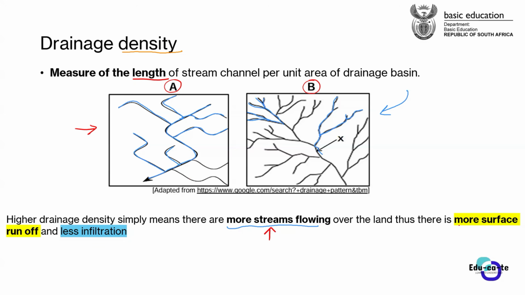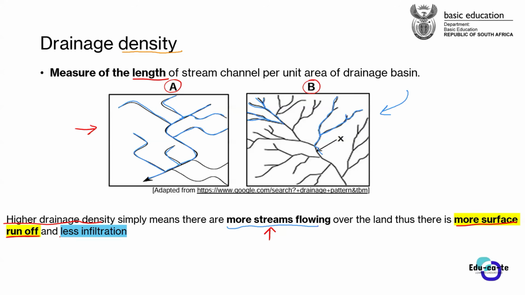So it means that we're actually having more surface runoff. Remember, guys, when I'm saying that we're having more streams that are flowing over the land, it means that we're having more surface runoff because more of the water is flowing over the land. Surface runoff simply means that water is flowing over the land or water is running off, as I've explained last time. So whenever we refer to higher drainage density, it simply means that in that particular area, more water is flowing over the land.